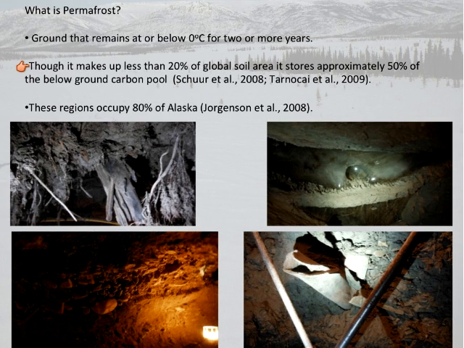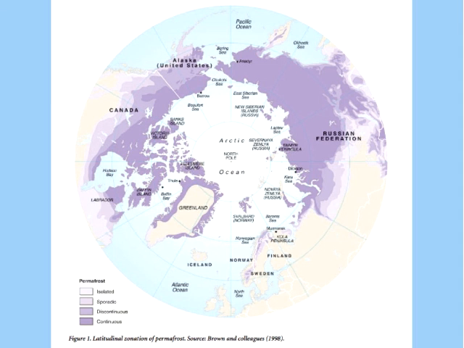So, of importance to you guys, though it takes up less than 20% of the global surface area, it's approximately 50% of the below-ground carbon pool. So it has an inordinate amount of carbon stored in it. In particular to Alaska, the permafrosted regions is about 80% of the Alaska area. So, major importance around the world, in particular up here in Alaska.